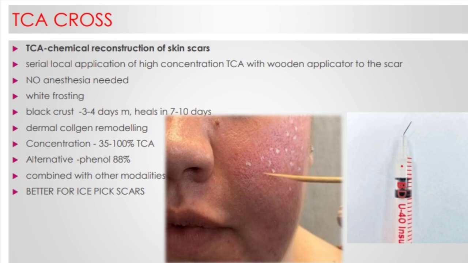The second image shows another method of application of the TCA cross, which is called the needle bent technique, mounted on a syringe. But this requires expertise to control the amount of acid delivered, to avoid skin penetration and skin spillage. The TCA cross can be combined with other modalities of acne scar treatment, and this method is best for ice pick scars.